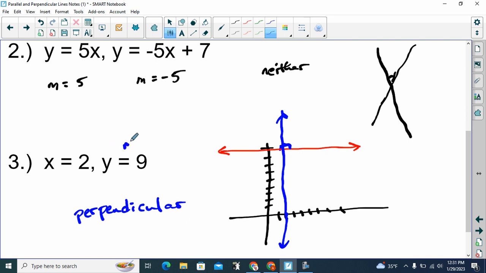Notice the slope of this one is 0. The slope here, remember, a vertical line, it's undefined. Notice if I have y equals mx plus b, I don't have a y at all. There is no slope, undefined slope.